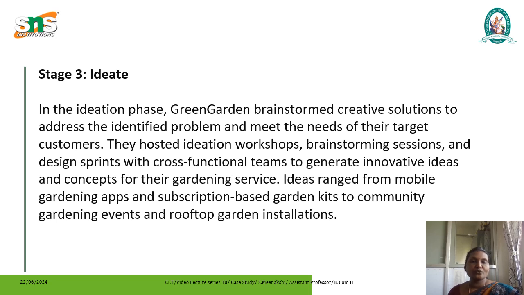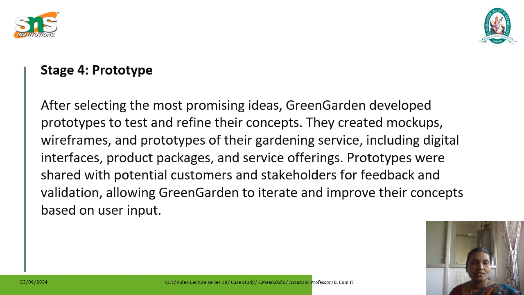In stage 3, ideation, Green Garden brainstormed creative solutions to address the identified problem and meet the needs of their target customers. They hosted ideation workshops, brainstorming sessions, and design sprints with cross-functional teams to generate innovative ideas and concepts for their gardening service. Ideas ranged from mobile gardening apps and subscription-based garden kits to community gardening events and rooftop garden installations.